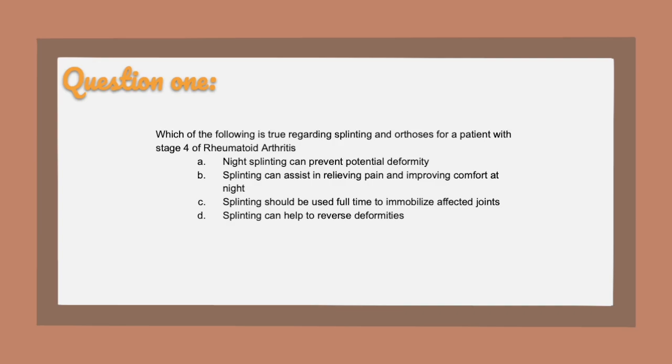Question 1. Which of the following is true regarding splinting and orthoses for a patient with stage 4 of rheumatoid arthritis? A. Night splinting can prevent potential deformity. B. Splinting can assist in relieving pain and improving comfort at night. C. Splinting should be used full-time to immobilize affected joints. D. Splinting can help to reverse deformities.